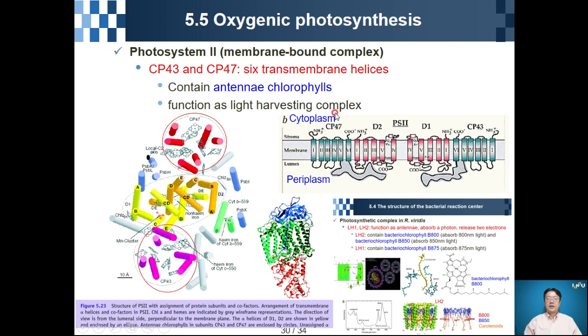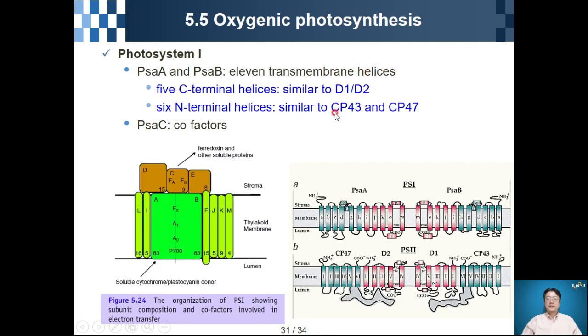Photosystem 1's structure is nearly similar to photosystem 2, but they have 11 transmembrane helices. The C-terminal is nearly similar to D1 and D2, which function as the L subunit and M subunit in the bacterial reaction center, and the N-terminal is similar to CP43 and CP47. It functions as a light harvesting complex.